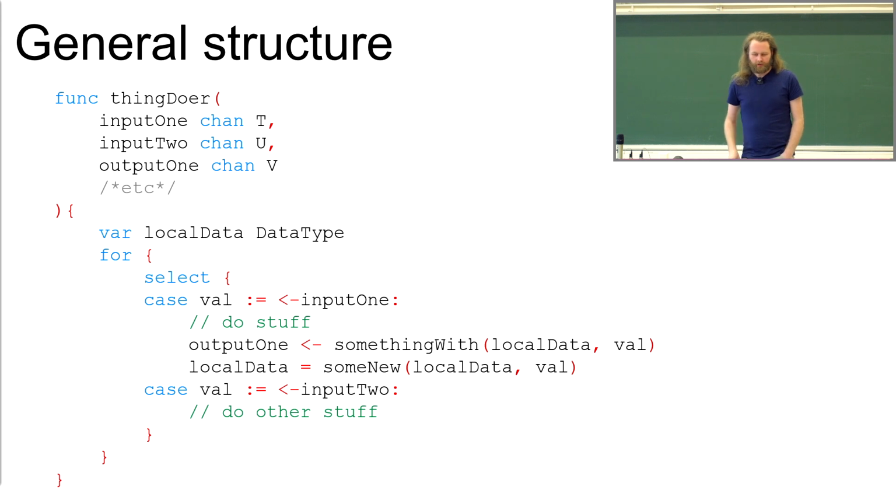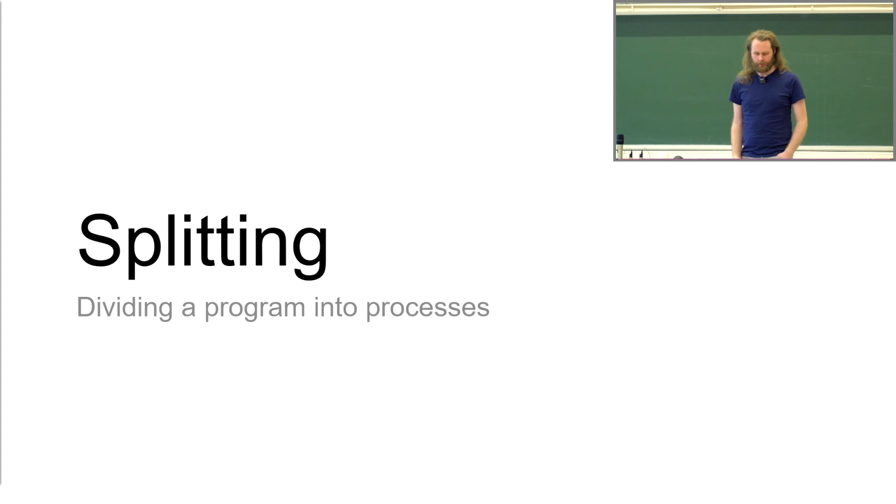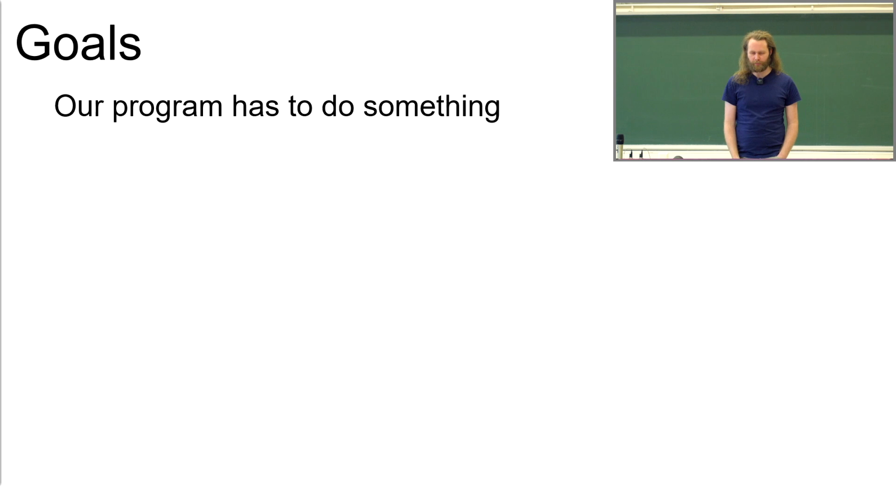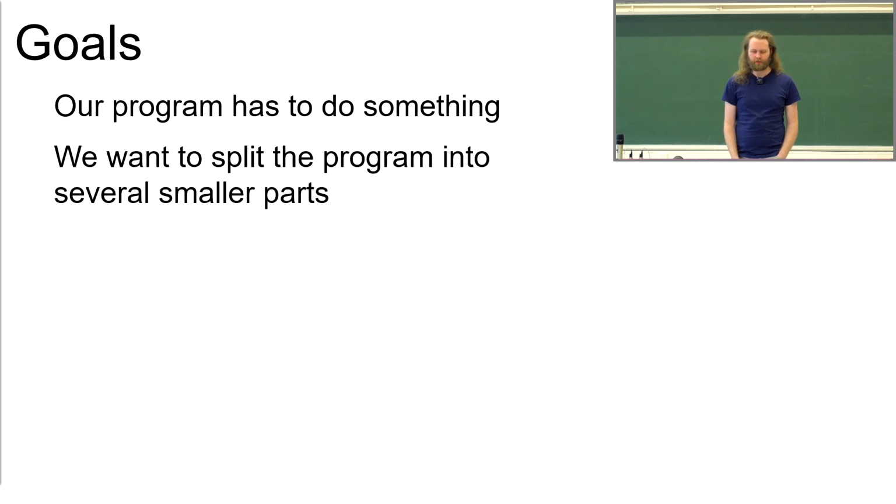The question is, okay, what separates one thing doer from another thing doer? That's the final piece of the puzzle. So let's get to the final piece of the puzzle. How do we split a program into multiple processes? Again, let's just set up some goals, hopefully from first-ish principles. Our program has to do something. Well, duh. Okay, so we want to split the program into several smaller parts. Why? Why can't we just do everything in a single main function?